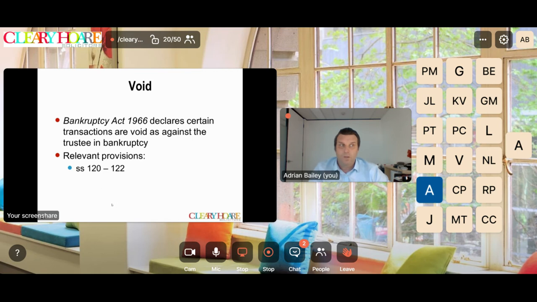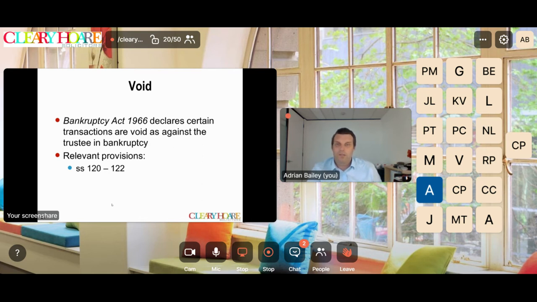provisions. So with that, we have different types of transactions, and one of those is avoidable transactions. The Bankruptcy Act declares certain transactions as void against the trustee in bankruptcy. So it's as if they never happened, in essence. And what happens is that those assets come back into the pool of the trustee in bankruptcy.